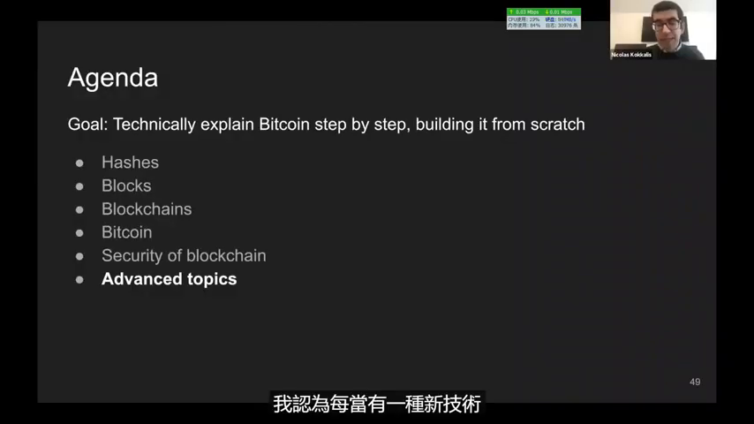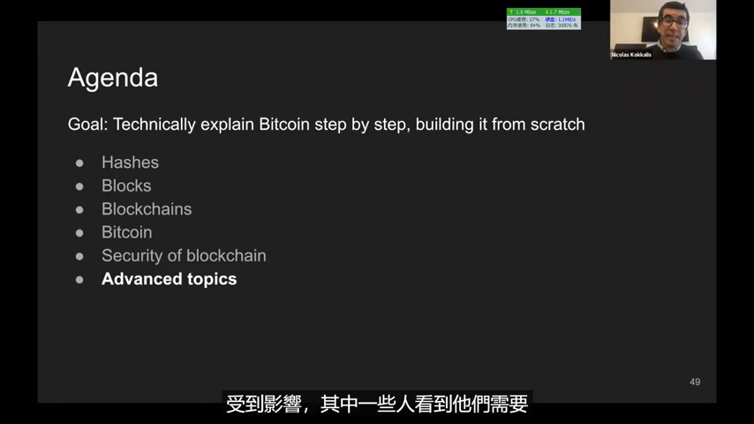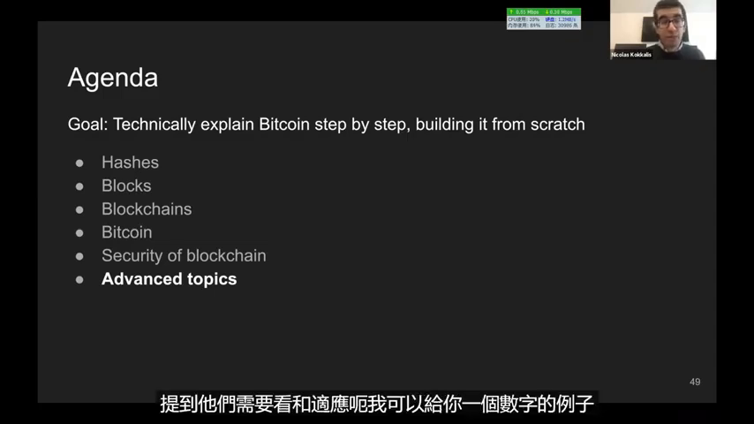I think that every time there is a new technology that is better than the previous technology, a lot of the parties that were the leaders of the previous technology are affected. Some of them see that they need to adapt to continue being leaders, and others just ignore it. So I think, as you mentioned, they need to see and adapt.